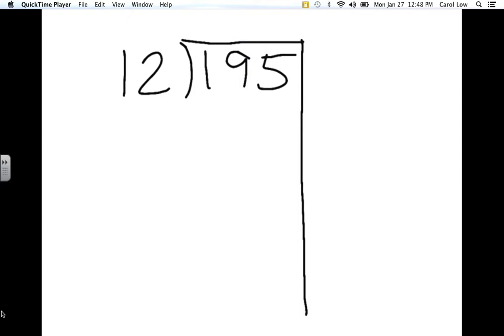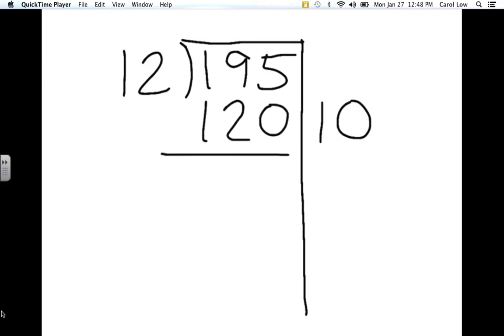So my first thought is, how many 12s go into 195? And again, I'm trying to keep this simple. So I always want to use things like 10s and 100s, numbers that end in 0 that I can multiply easier in my head. So I think right away, how much is 10 12s? And that's 120, which will go into 195. So I put my 10 on the outside, and I do 10 times 12. It's 120 on the inside. And I subtract like I would in normal division.